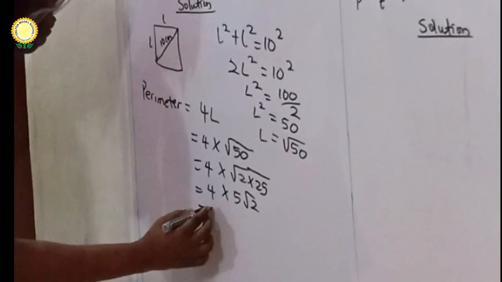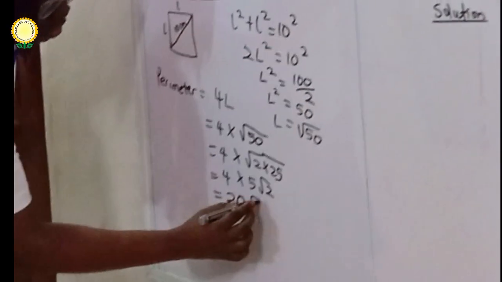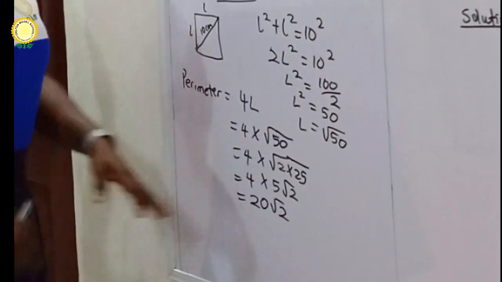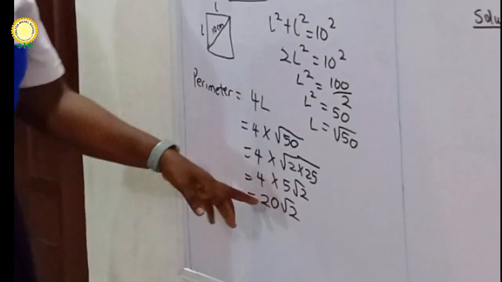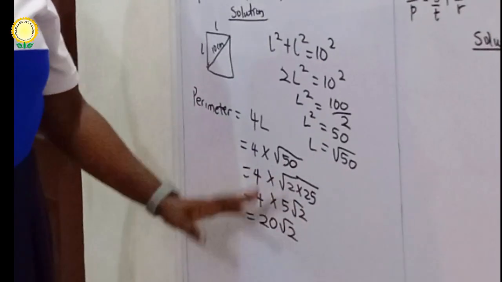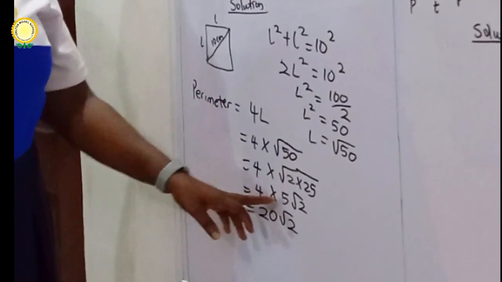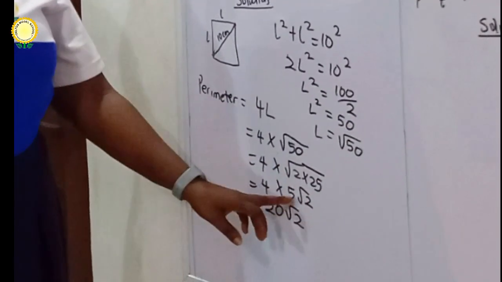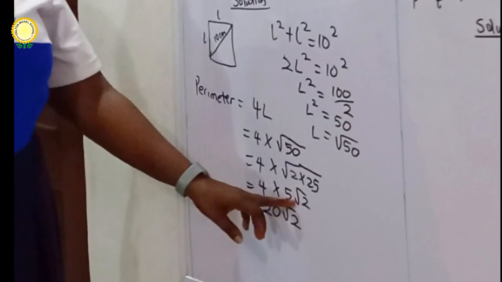So that will give us 4 times 5, which is 20 root 2. Somebody might ask, why are we multiplying 4 times 5? Yes, we can multiply it in surds. When you have a number and then another surd, you can multiply the number by that surd.